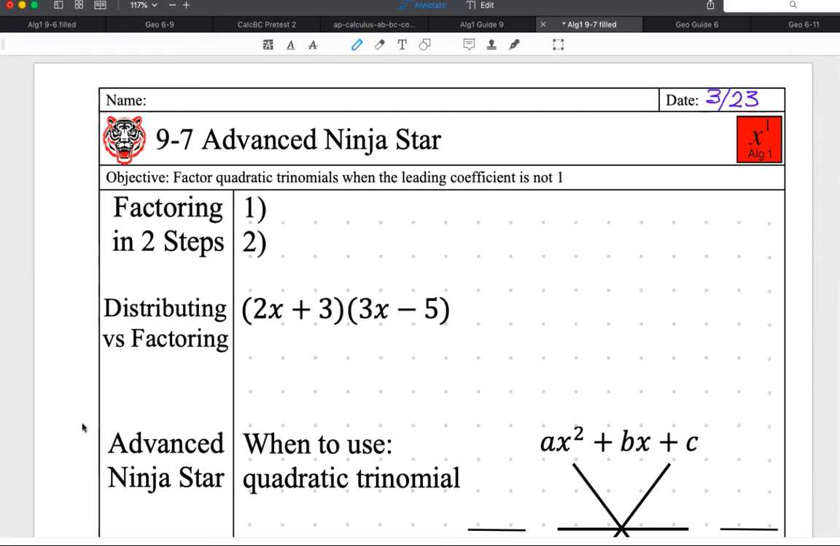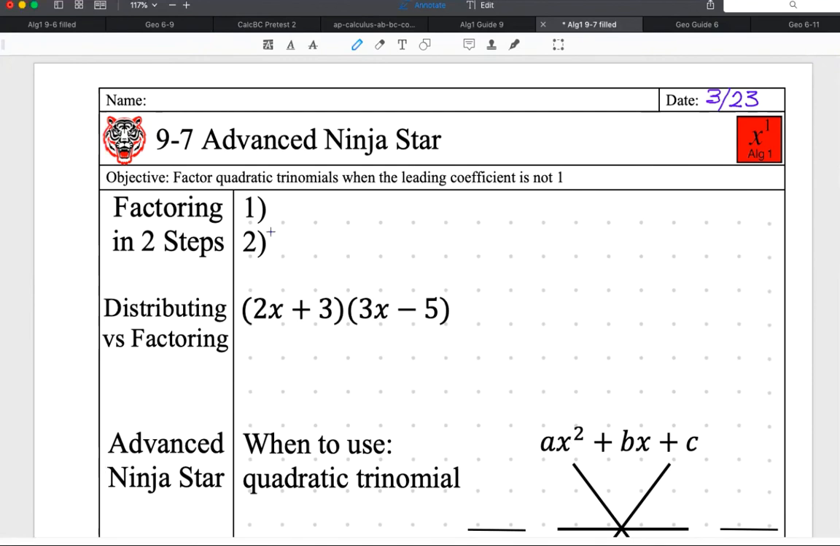Is there someone that can read the objective today? First come, first serve. Okay. Factor quadratic trinomials when the leading coefficient is not 1. So that's the key difference, right? 9-6 is when the leading coefficient is 1. 9-7, now the leading coefficient is not 1. But we're still dealing with quadratic trinomials.